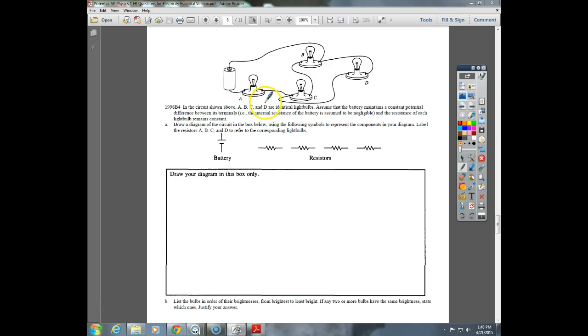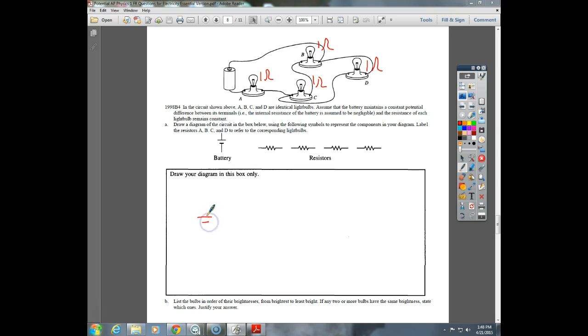bulb stays the same. One thing that I'm going to do is put 1 ohm on each one of them. That will help us later when we think about what's going on in this circuit. They want you to draw a diagram of the circuit in the box using the symbols that you see here. So we'll go ahead and put our battery in.